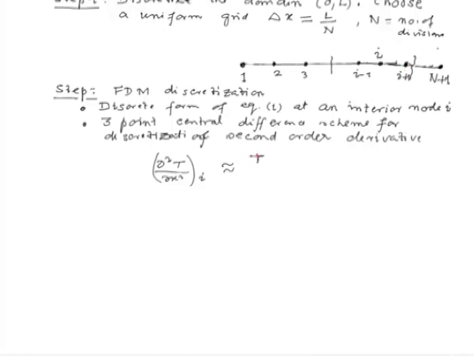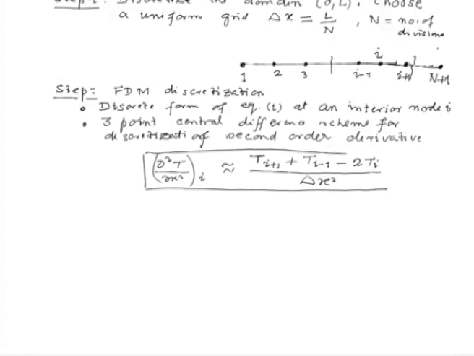So, central difference formula which we have learnt earlier, this is simply T of i plus 1 plus T of i minus 1 minus 2 Ti, divided by delta x square on our uniform grid. So, this is the approximation of the derivative which is involved in our governing equation 1. Let us call this equation as 4. So, if you substitute 4 in our equation 1, then we get discretized form.